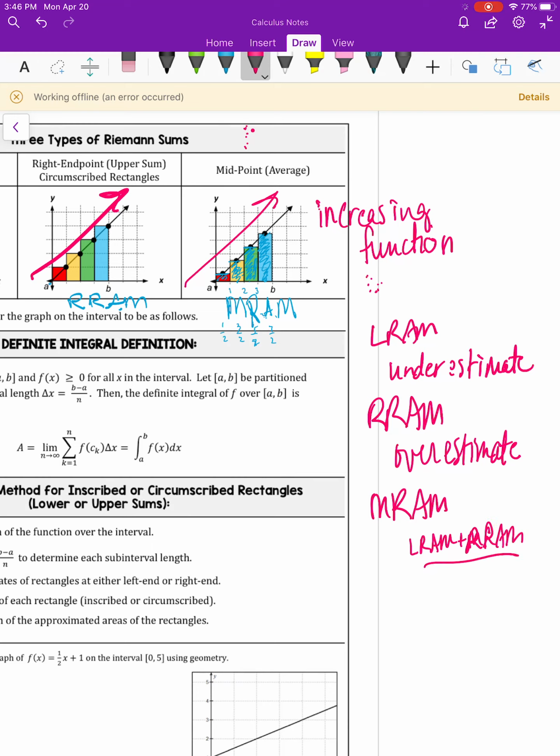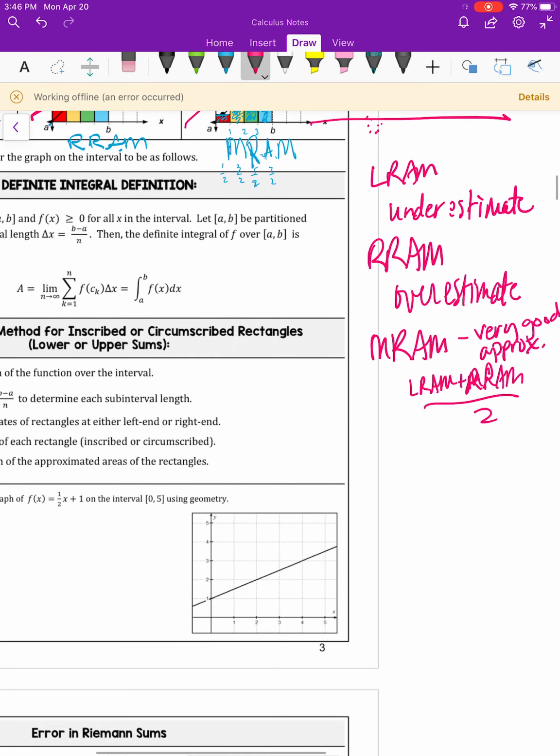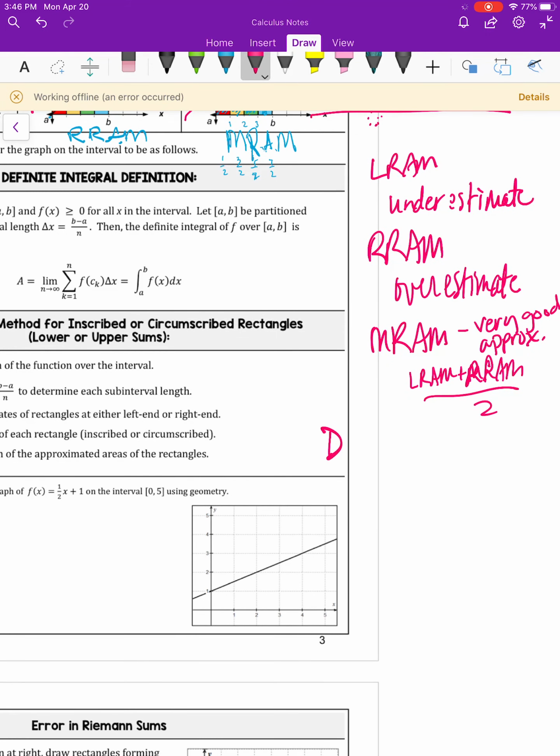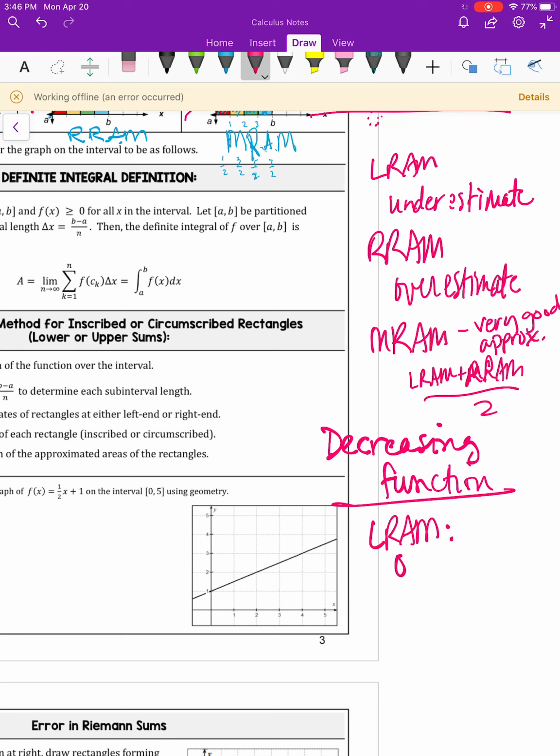RRAM is going to be an overestimate. And MRAM is really, we'll end up finding out that it's going to be LRAM plus RRAM divided by 2. Okay, so it's going to be a better approximation, and it's a very good approximation. But for MRAM and LRAM, if you've got an increasing function, LRAM is an underestimate, RRAM is an overestimate.